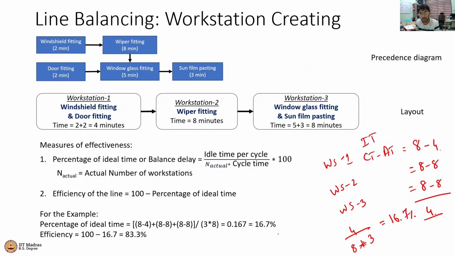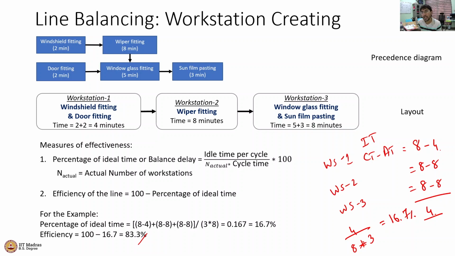So if I have so much balance delay, the efficiency of the line is going to be 100 minus 16.7, which is going to be 83.3%. Right? So I have designed a line which is efficient for 83.3%. And this is the best efficiency that is possible. I cannot improve my efficiency without violating my precedence. Alright? So this is the manual method of solving a line balancing problem.